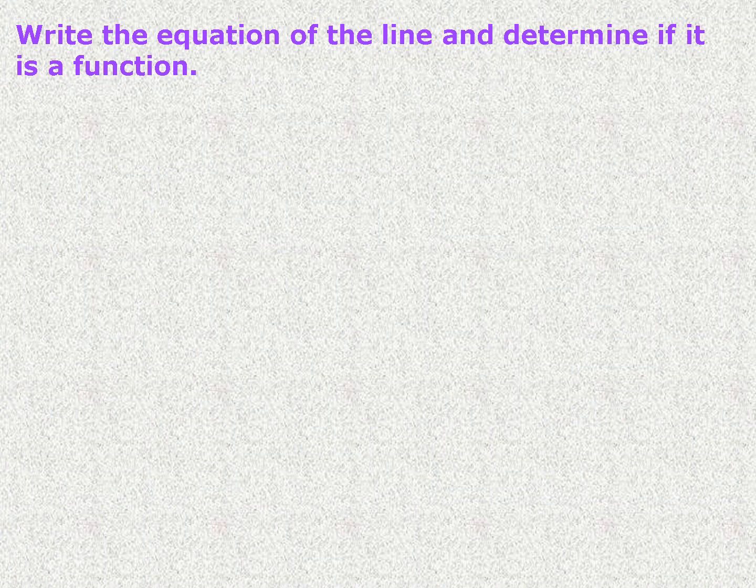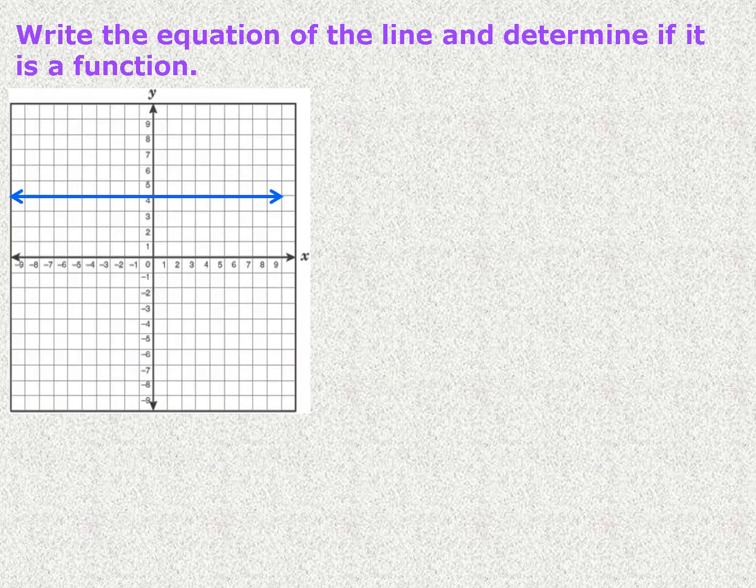Now we're going to look at some graphs, write the equation of the line, and determine if it's a function. So this is a horizontal line. Now let's think back. What is the slope of a horizontal line? It's rise over run, but there is no rise, so my rise is 0. 0 over anything is 0, so my slope is 0. Now when I look at the equation, if the slope is 0, 0 times anything is 0. So that's just going to be y equals b. Well, my y-intercept is 4, so it's going to be y equals 4.